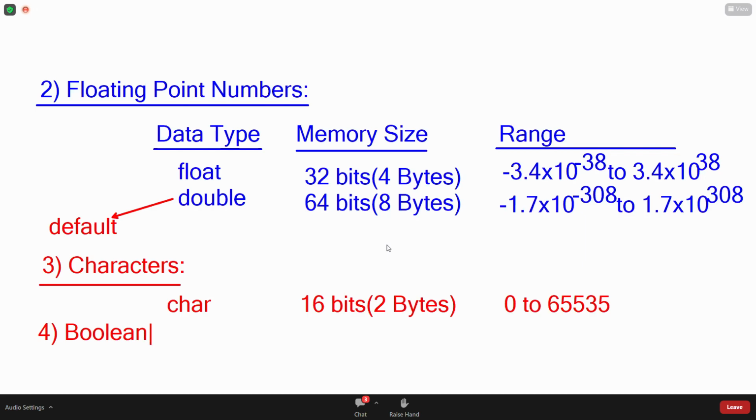Fourth one, Boolean. Here we have only one data type, Boolean. Here one bit, and the values are true or false. Characters category, one data type, char. Boolean category, one data type, Boolean.